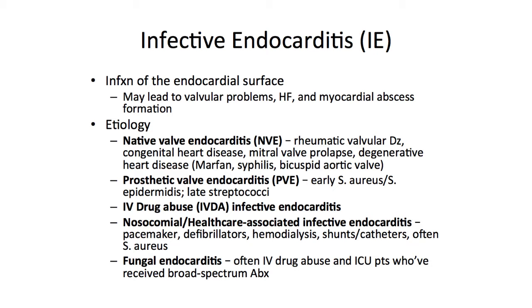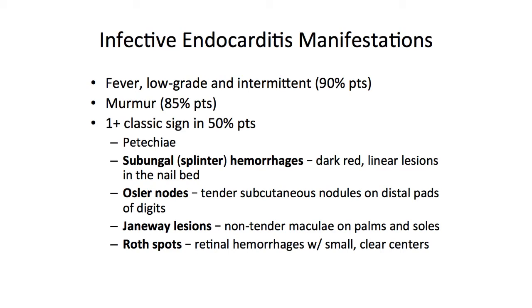The last condition we'll discuss is infective endocarditis. Infective endocarditis is an infection of the endocardial surface. It may lead to valvular problems, heart failure, and myocardial abscess formation. There are a variety of etiologies, but the most common causes of infective endocarditis is IV drug abuse and prosthetic valve endocarditis. A low-grade and intermittent fever occurs in 90% of patients. A murmur occurs in 85% of patients. And you'll usually see one or more of these classic signs in 50% of patients.